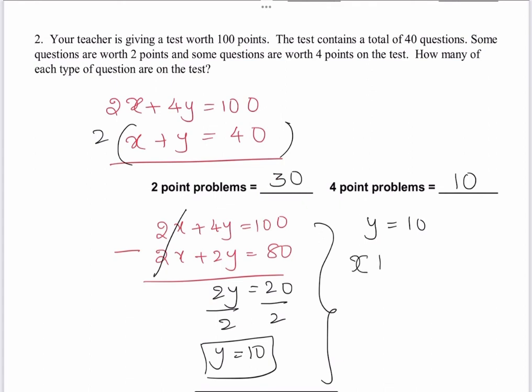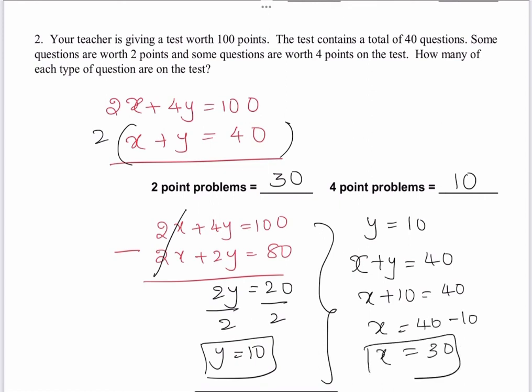Because we know x plus y equals 40, and y is 10, so x equals 40 minus 10, which should be equal to 30, right? So this is how you are going to solve the word problems, and this problem is very important, as you know.